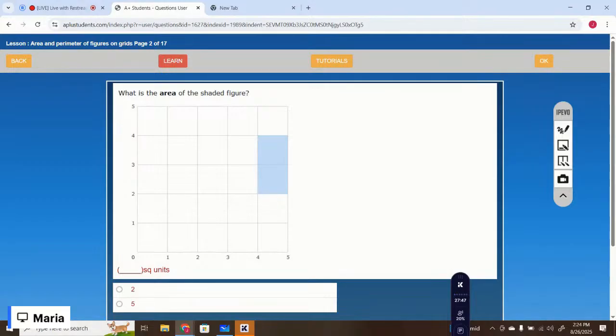What is the area? That is 2 times 1 is 2. Option number 1 is the correct option. That is 2.